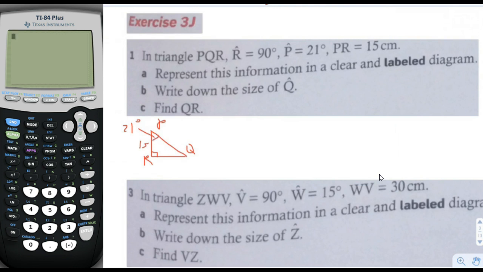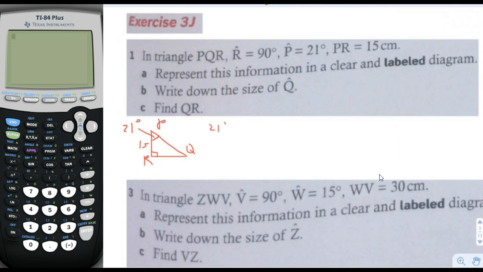B says to write down the size of angle Q. Okay, how do you figure out the size of angle Q when we only know the angle 21 degrees, angle P? Well, remember that we do know that angle R is 90 degrees. So we know two of the three angles. And if we know two of the three angles, then we can use the fact that all three of the angles added together is 180 to figure out what angle Q is.